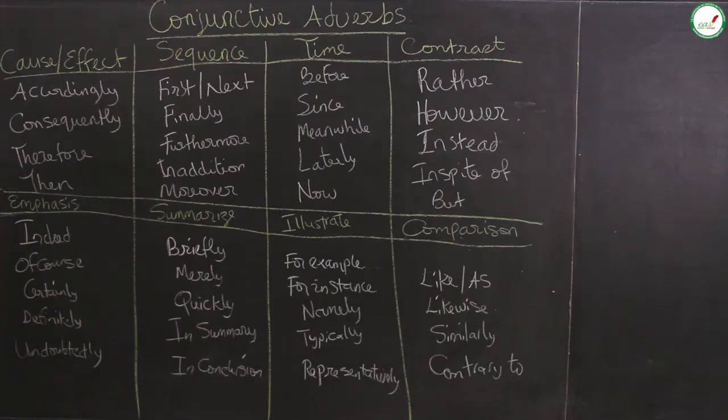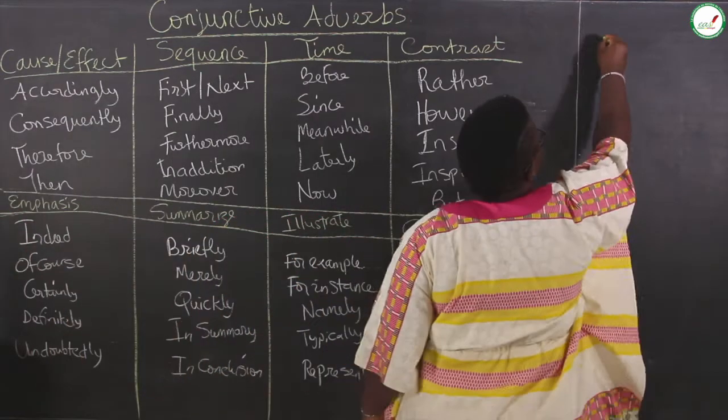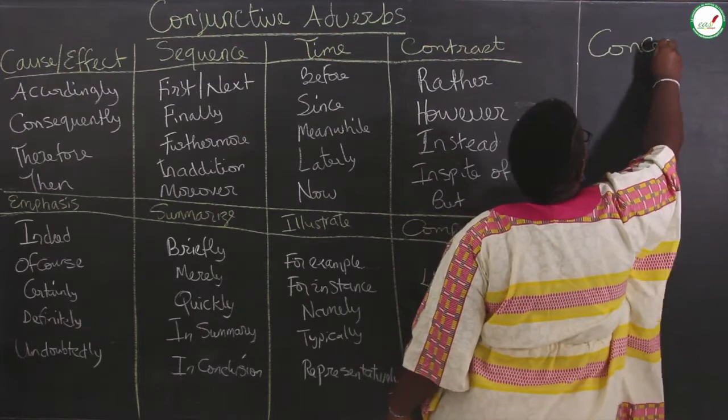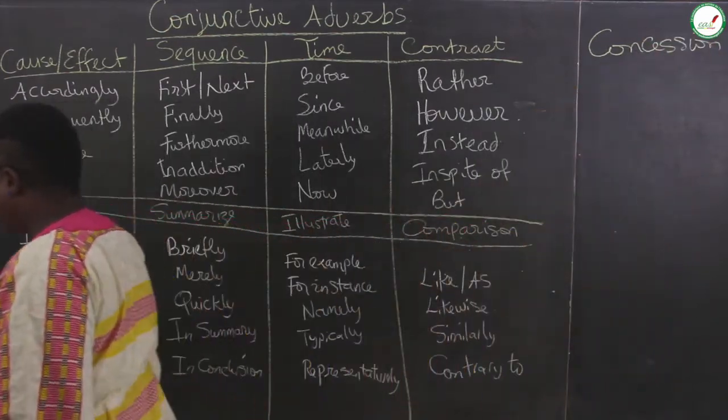Right here on the board, I have a category chart that I put in, which has 8. I should have put the 9th because the 9th is concession, as a matter of fact. The next one is concession. We'll get to that later.